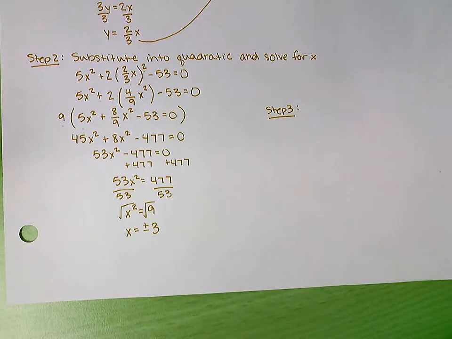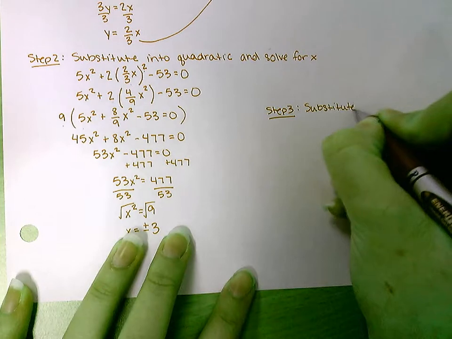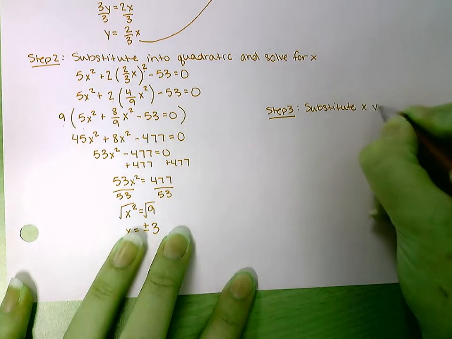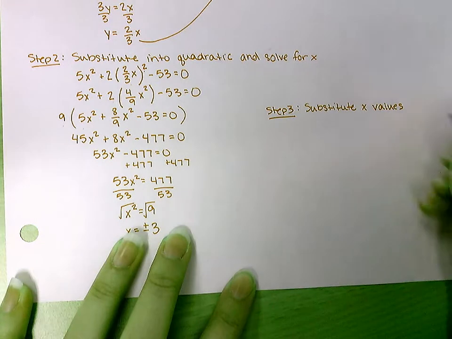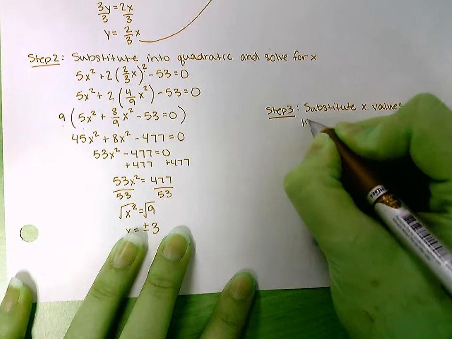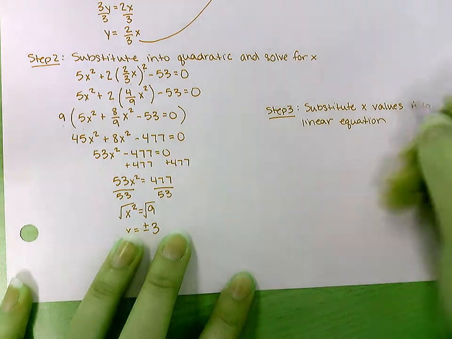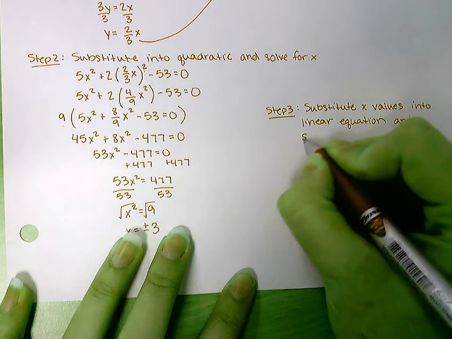Okay, you do have one more step. So since you found x, when you're solving a system, you're looking for the coordinate points where both of those graphs intersect. That means you need the y values too. Okay, so we're going to substitute the x values into the linear equation and solve for y.